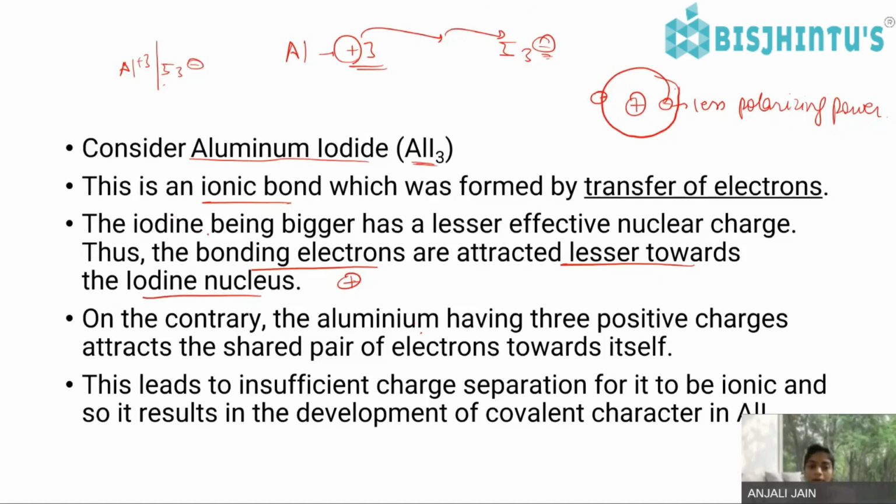On the contrary, okay, iodine has a bigger size, but aluminium having 3 positive charges attracts the shared pair of electrons towards itself. Okay, this leads to insufficient charge separation for it to be ionic and thus it results in the development of covalent character. Because iodine has a very small Z effective because it has a very big size, but aluminum has a small size but 3 positive charges, which attract the shared pair of electrons from the I3 negative. Okay, so what is happening over here? This is how the AlI3 is being formed, and thus the development of covalent character is there in AlI3.